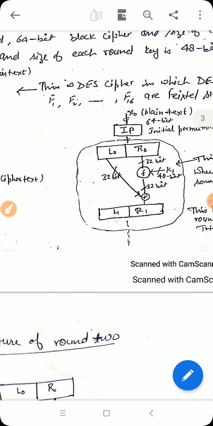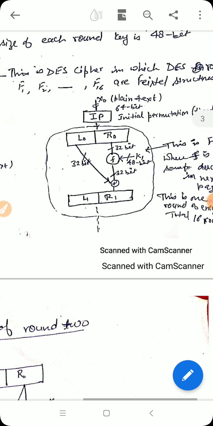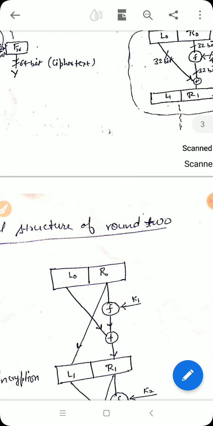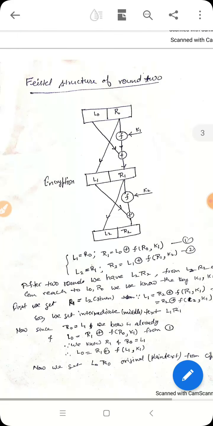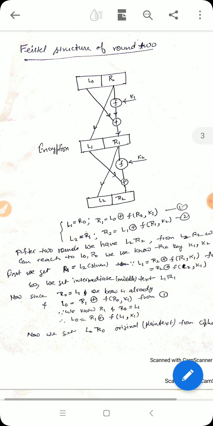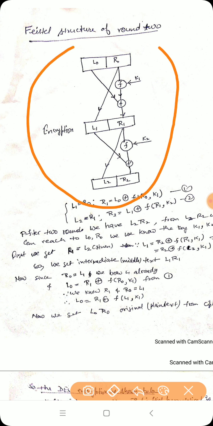So this is the one function capital F of the DES round. So now if we come to the two round Feistel structure, we will show that decryption is easy in this Feistel structure. So this is the two round Feistel structure.